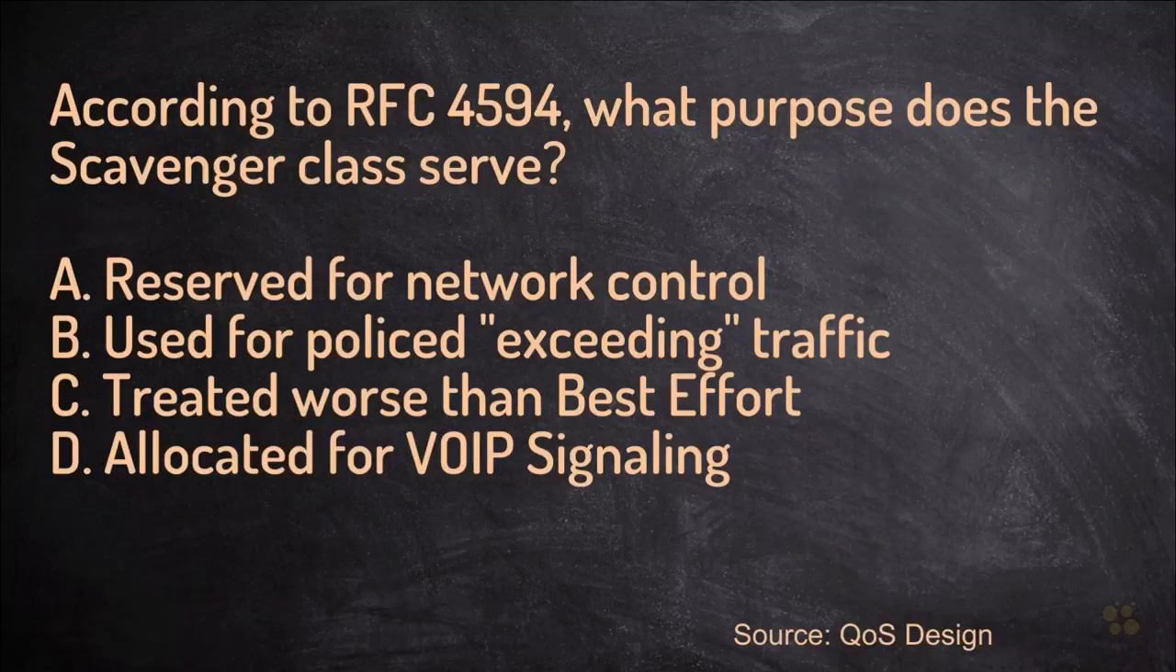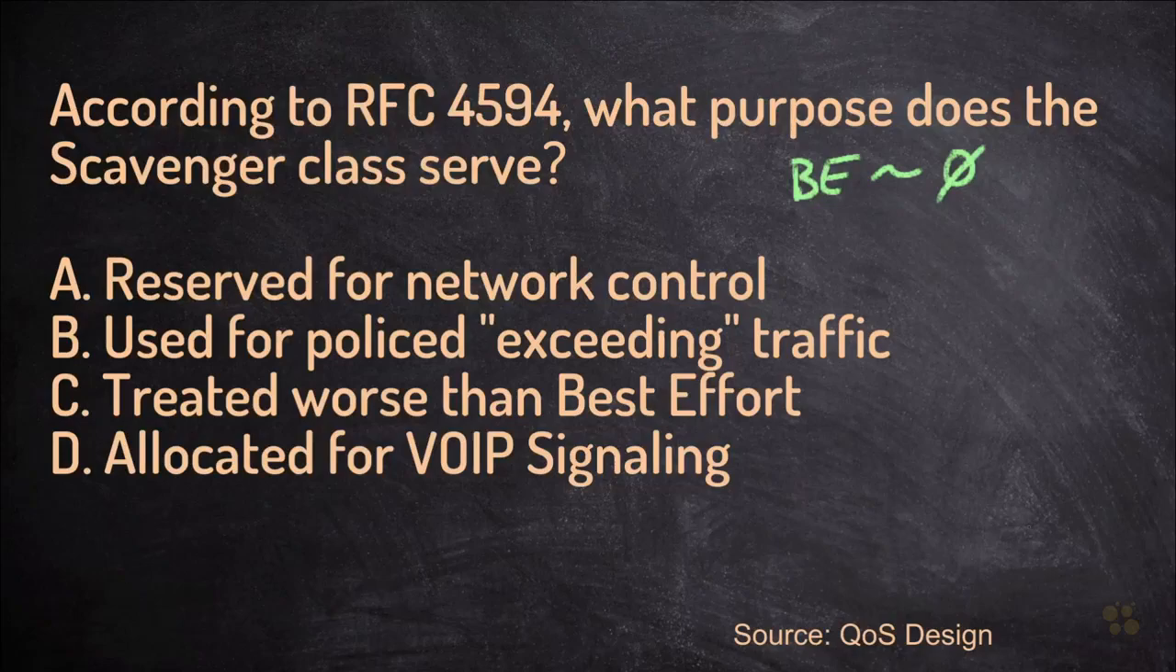Last question. According to RFC 4594, what purpose does the scavenger class serve? We recall that we have this concept of best effort traffic. Best effort traffic is sort of the catch-all, the default for any traffic that we don't explicitly classify. And this is typically going to be assigned the DSCP value of 0. And so the idea here is to give us a class that's treated worse than best effort for things that are completely frivolous in a business environment, like maybe Netflix streaming, I don't know, just as an example, something that we know isn't related to our business.